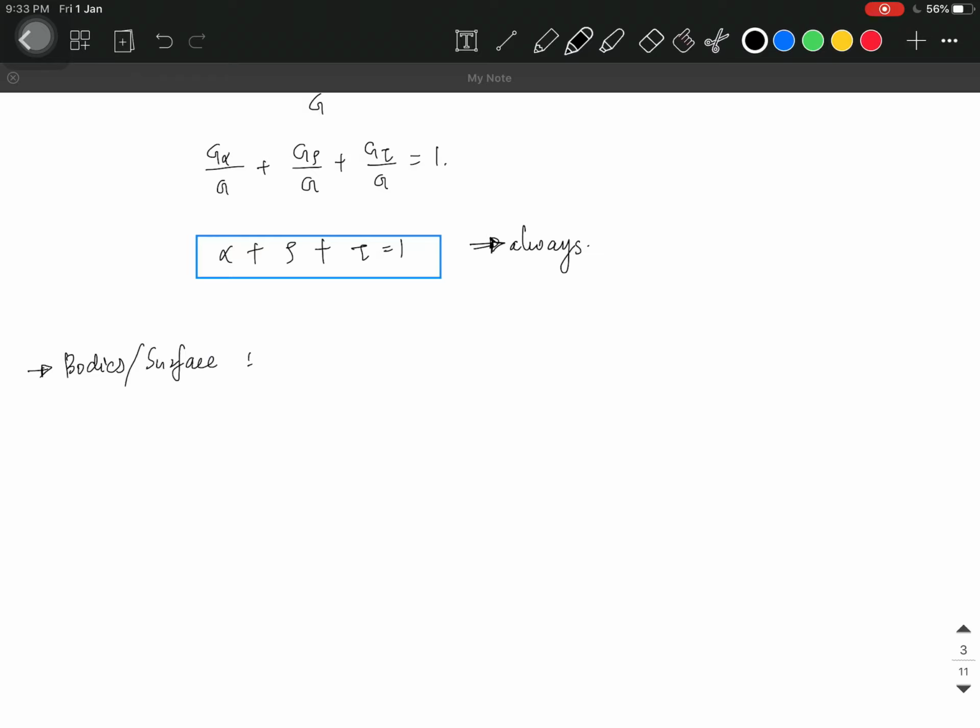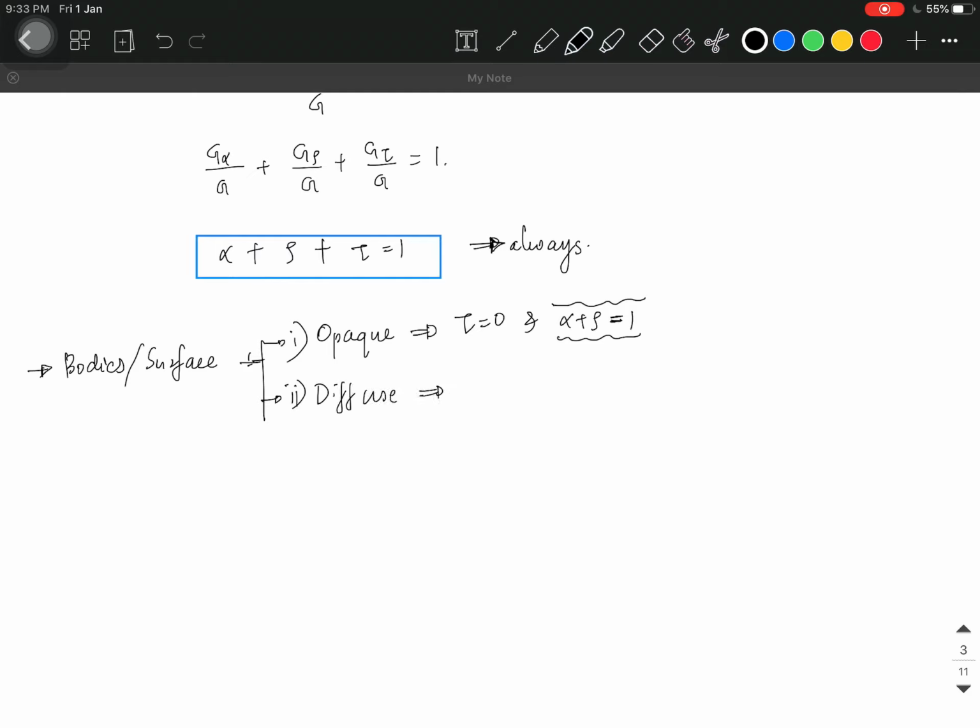Then let's discuss the bodies or the surfaces that we are going to discuss in this radiation. The first type of body or surface is the opaque body or surface, and these are characterized by tau is equal to 0 and alpha plus rho is equal to 1, and this condition can be given from the above equation.